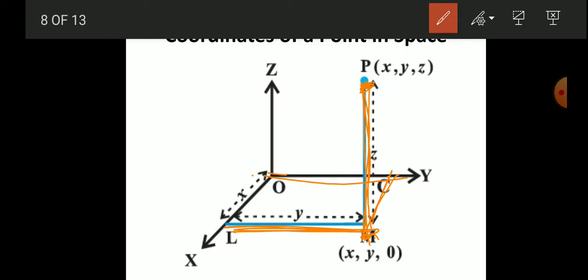Here this much distance is parallel to this one, so this is nothing but x. This distance is y, and this distance, similar to here, is z. So the coordinate would be the length of the perpendicular distance from the axis. For P, the perpendicular distance from the x-axis is x, the perpendicular distance from y is y, and z is z. So the coordinate is P(x, y, z).